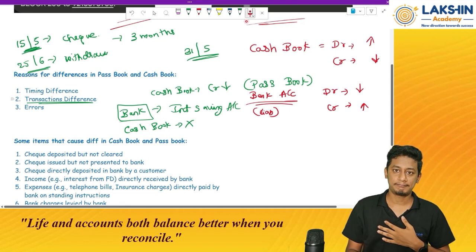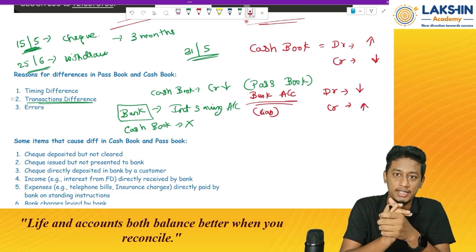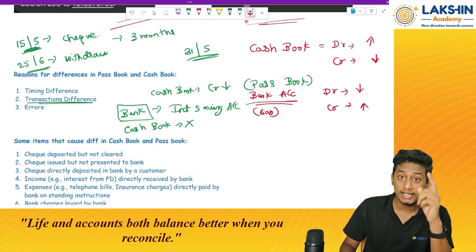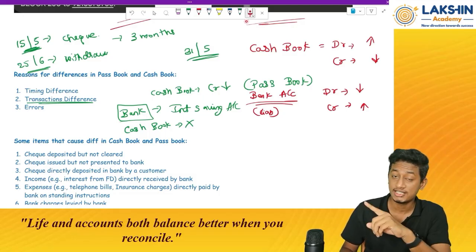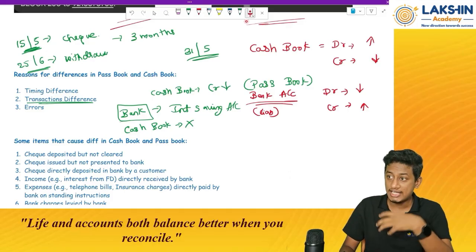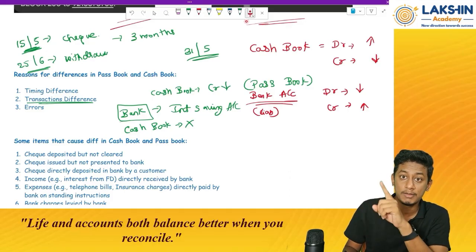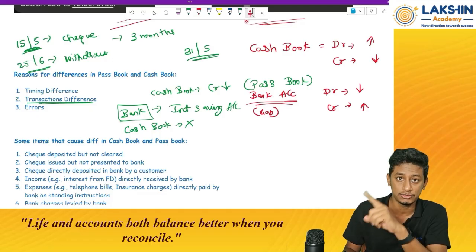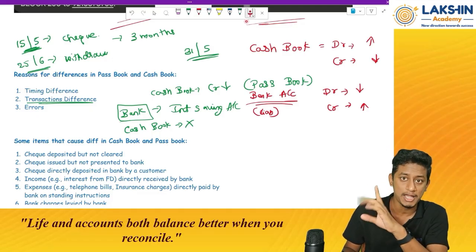Human beings do make errors. Arey, mistakes are made by humans only, right? But does the bank make an error? No. Why? Because all the systems are automated over there. So any person cannot sit and make some entries over there. Only the systems can do the automatic entries. So therefore the chances of errors are really low in the bank accounts or the passbook for that sake.